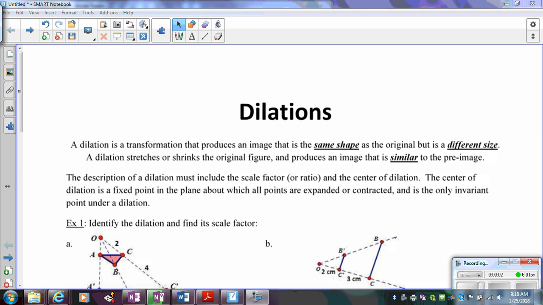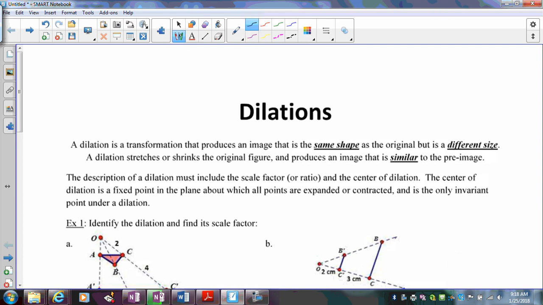In this unit, we're going to discuss similar figures. So to start off, we're going to talk about a similarity transformation called a dilation. A dilation is a transformation that produces an image that's the same shape but a different size. So a dilation is not a rigid motion.